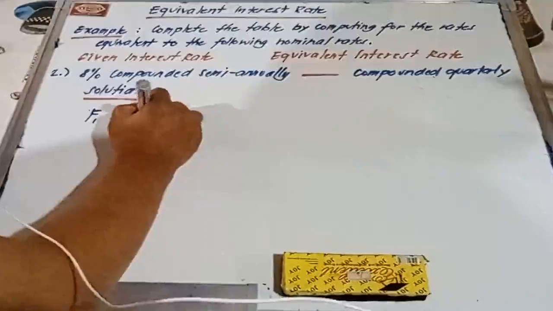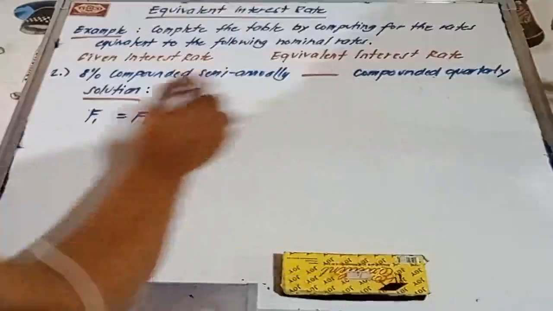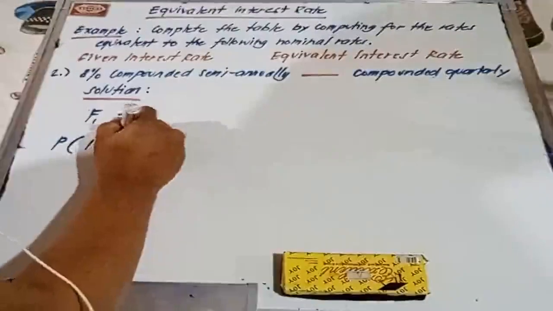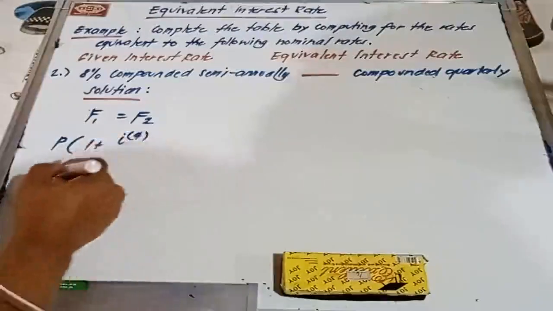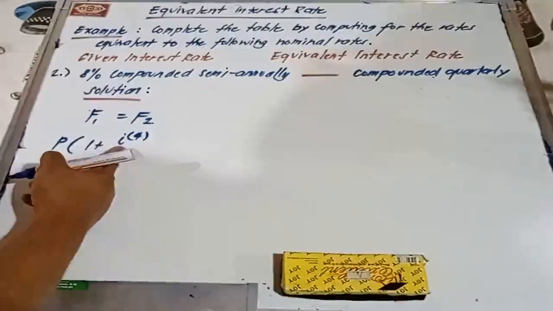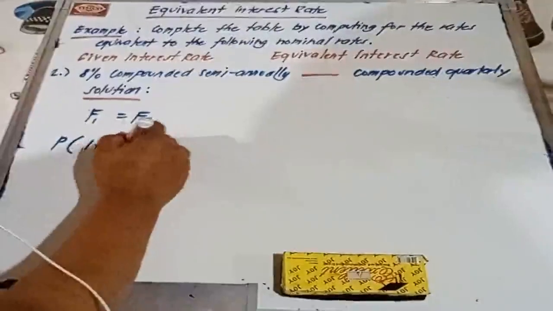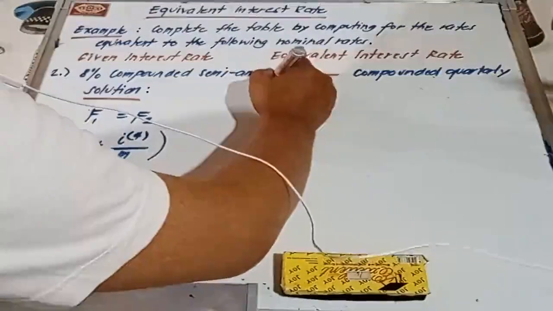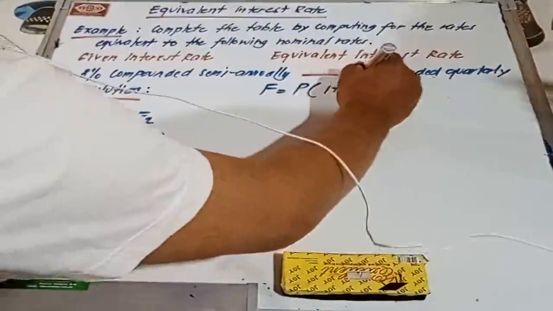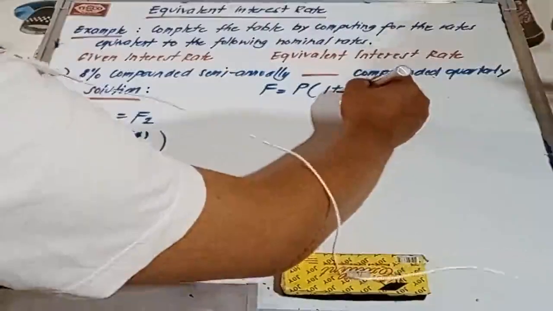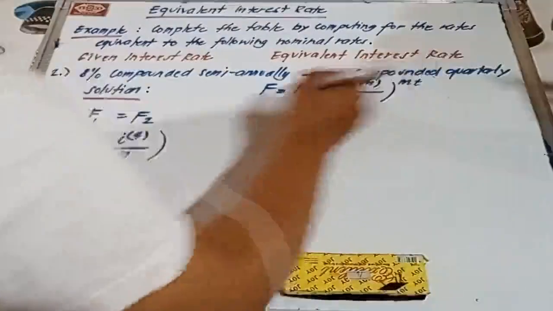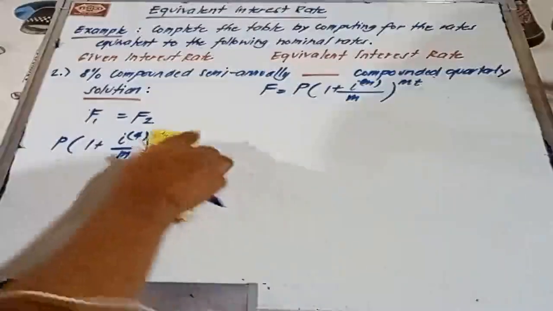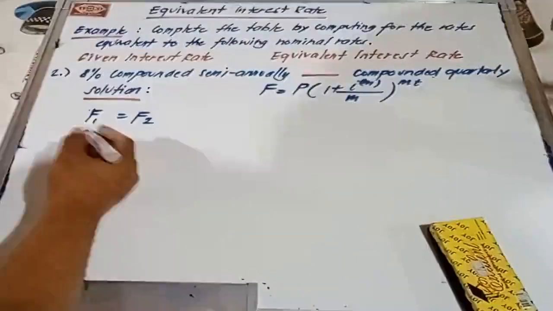Okay? Yung F1 natin, yung future value ng equivalent interest rate. So that will be P times 1 plus I, compounded quarterly, all over 4, raised to MT. Lumayan ko yung formula ha. F equals P times 1 plus I over M, raised to MT. Okay? So, ang M natin dito is 4. Diretso ko na.